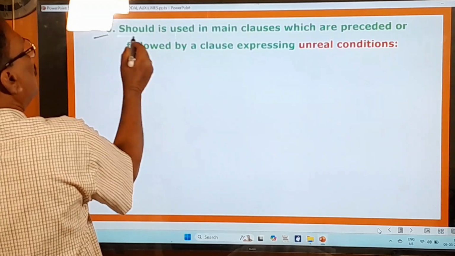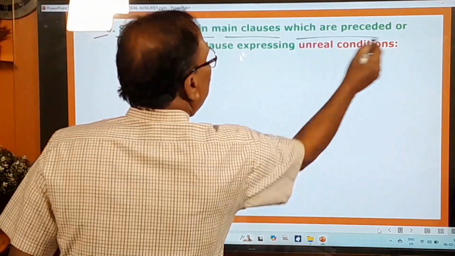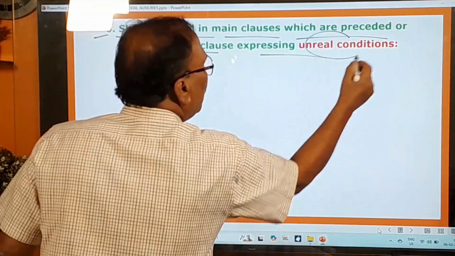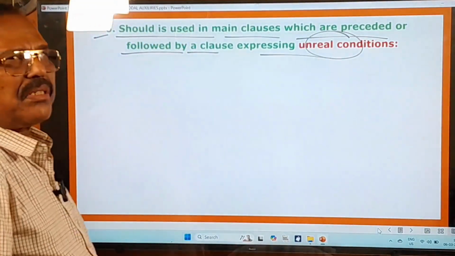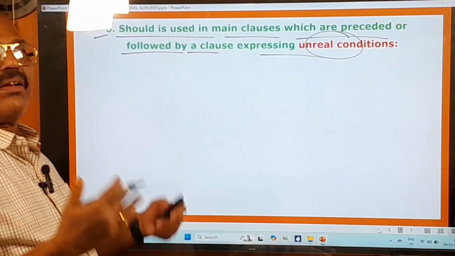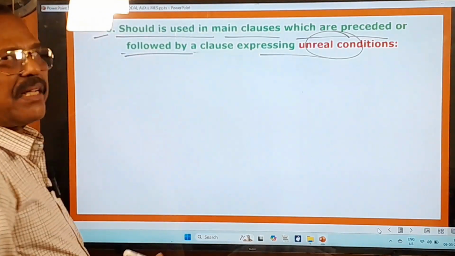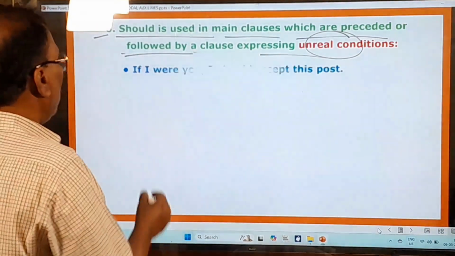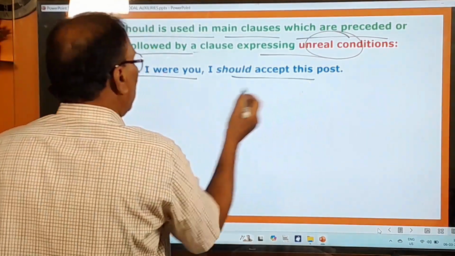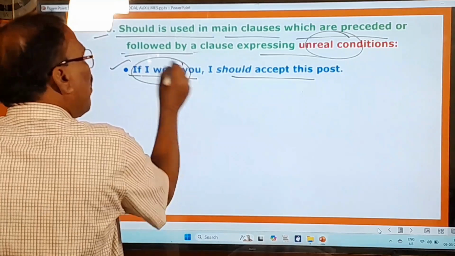Sixth rule is, should is used in the main clauses which are preceded or followed by a clause expressing unreal conditions. Unreal means they are not the real conditions, they are imaginary conditions or unreal conditions. Okay, let us take one example to understand this rule. If I were you, I should accept this post. This is an unreal condition.